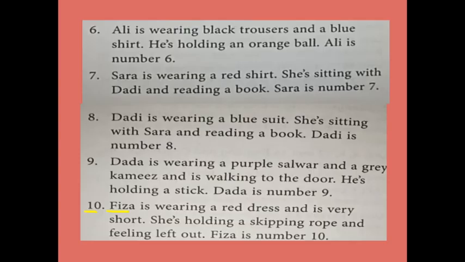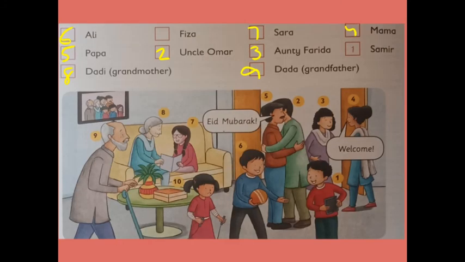So dear student, Fiza is wearing a red dress and is very short. She is holding a skipping rope and feeling left out. Fiza is number 10. Dear student, let's find Fiza. Where is Fiza? Dear student, did you find Fiza? Well done. This is Fiza. She is holding a skipping rope. Her number is number 10. So we will write number 10 beside her name.